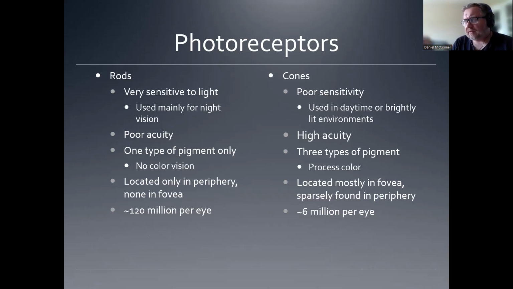And what we'll see if you look at this kind of point-by-point comparison here is that in many ways they are the opposites of each other. So for example, the rods are very sensitive to light, which means they can function in low light conditions, right? Because if they have a very high sensitivity to a weak light stimulus, that means that you can use the rods to see in the dark, right?